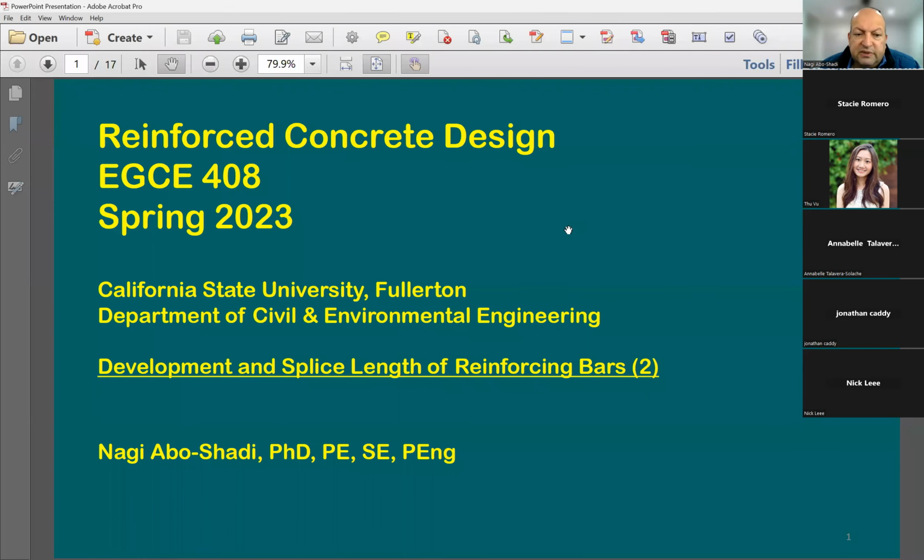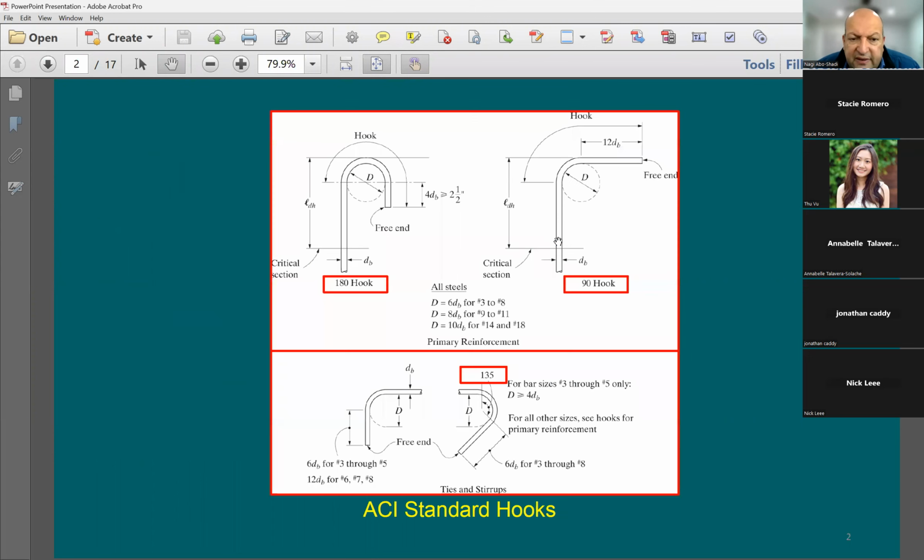The first slide set was mainly on straight development length. And then we said in many cases, it's going to be just much easier if you provide a hook. And the hook can be one of the three. Here are some examples of hooks.